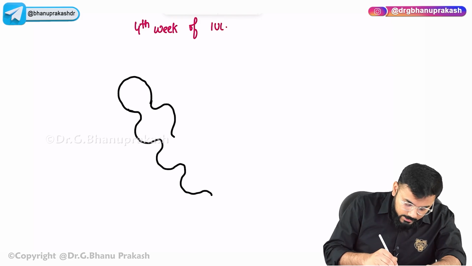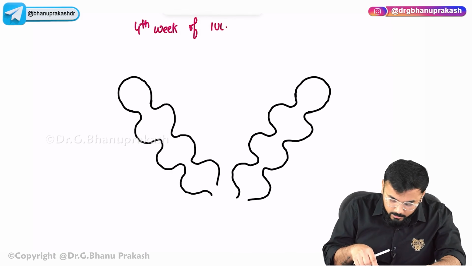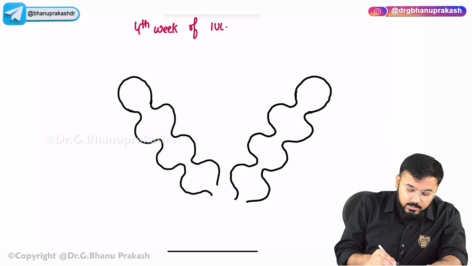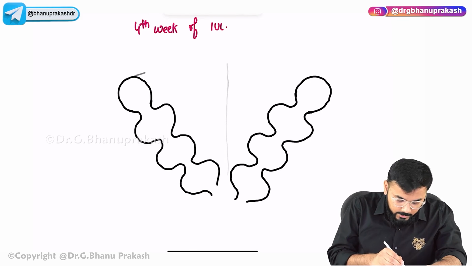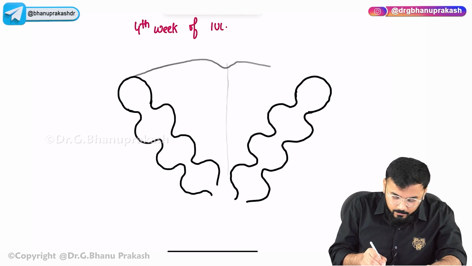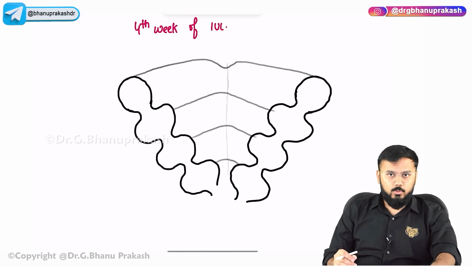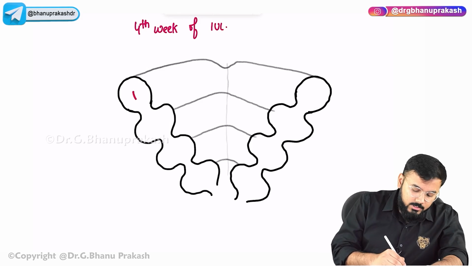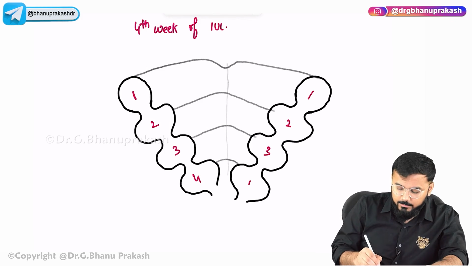I'm not drawing all the arches. So these are the arches over here. The pharyngeal arches are on both sides, as I told you. If this is the midline, these are the arches on both sides. Now, this is your first, second, third and fourth. Actually you have to draw six, but I'm just drawing four.